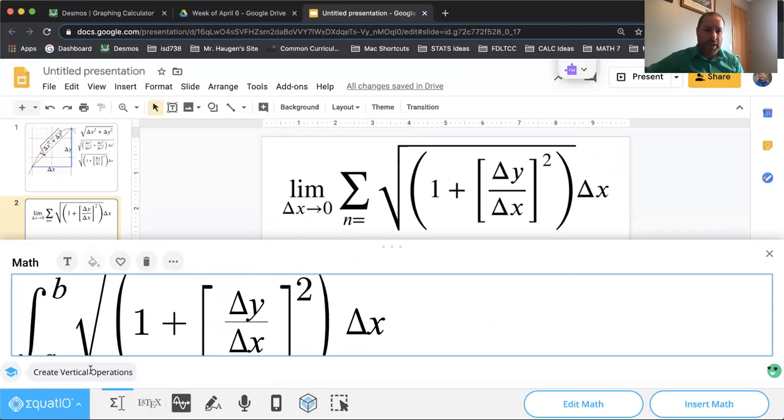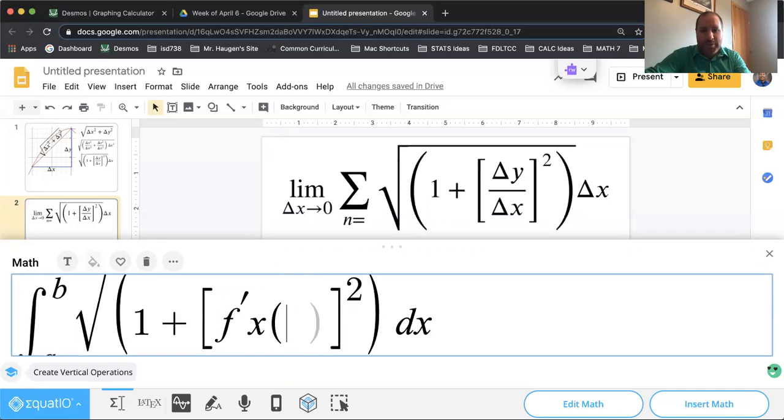We'll go from a to b. And if we look at the rest of this in here, our delta x, that's just dx. That's what that turns into. And this, we've seen this before: delta y over delta x, change in y over change in x. That's our slope. Remember, what is slope in calculus? Slope is just the derivative. This is saying just the derivative of the function, because we're making that get smaller and smaller. It's close enough to the derivative. So in here, we're going to change this to f prime of x.